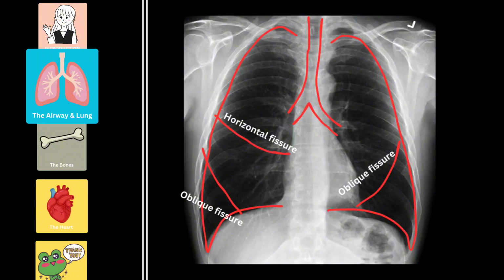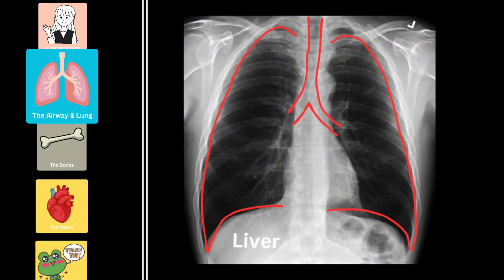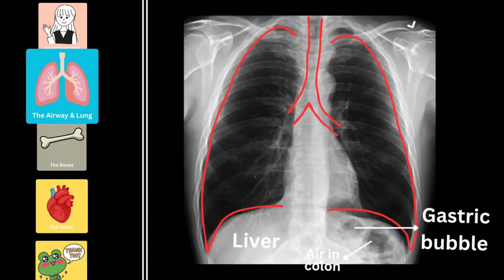When I'm assessing the lungs, I also look at the surrounding pleura and then the diaphragms on both sides. The diaphragms should have a curved shape to them and sharp costophrenic angles. The right diaphragm should be higher than the left because of the liver, and on the left, sometimes you can see a gastric bubble, which you can see here underneath the left diaphragm.